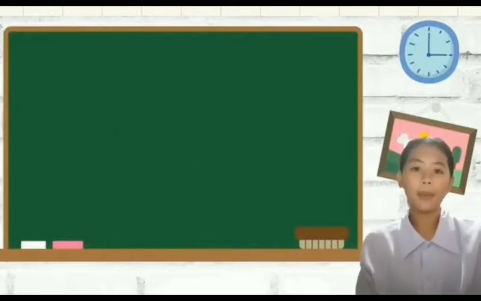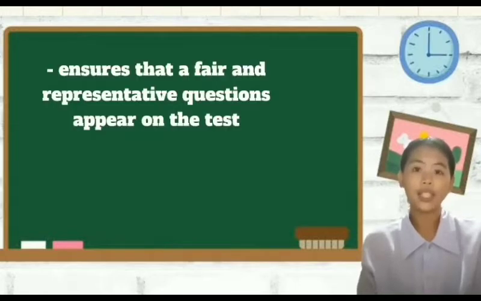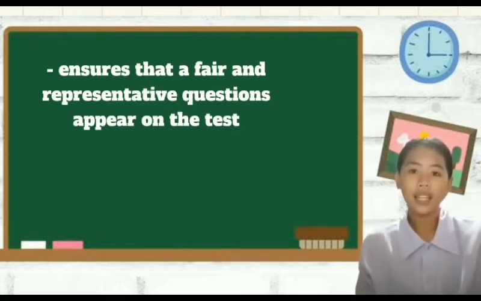The importance of the table of specification is that it ensures that fair and representative questions appear on the test. We have witnessed that if a lesson has lots of definitions, the questions will be focused on there. So for example, we have a 50-item test. Almost half of it focuses on one competency. So we measure that one competency, but how about the other learning competencies?